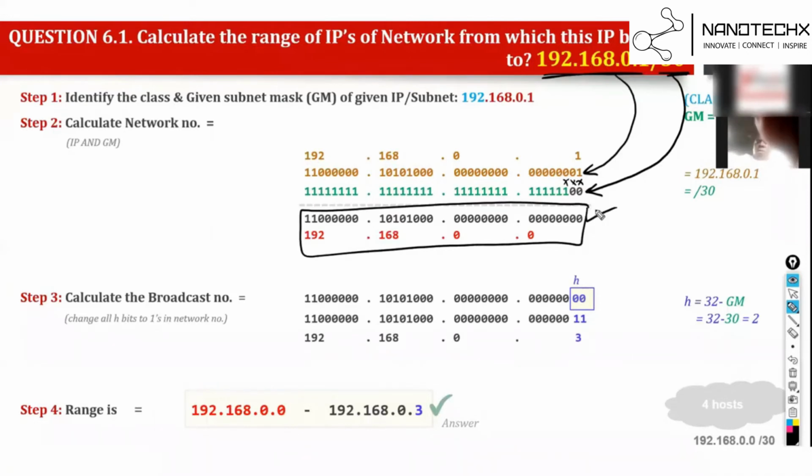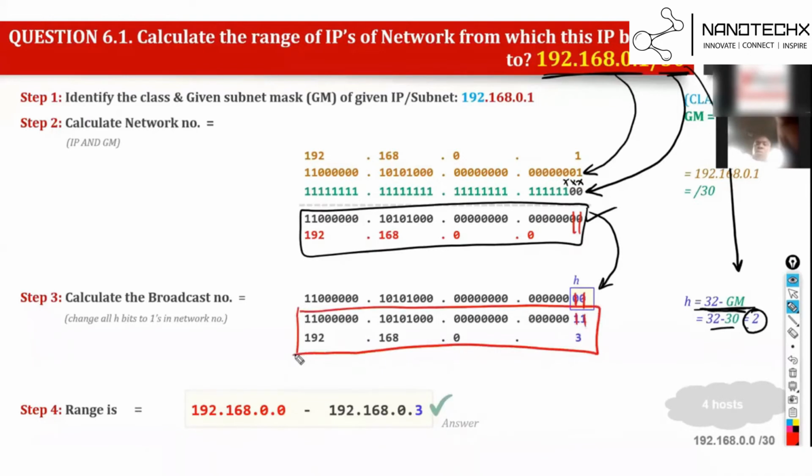Once we found it, the second step is to write it again and find the value of h. We just discussed that the value of h is always equal to 32 minus the given mask. The given mask is 30, put 30 here. So 32 minus 30 is 2. It means 2 bits have to be changed in the network number. So we make all of these bits 1. 2 bits, 1 and 1. So this is our last IP address. That's all. We found it already. 192.168.0.0 is our first IP, and 192.168.0.3 is our last IP address.